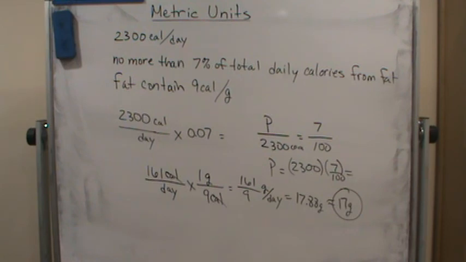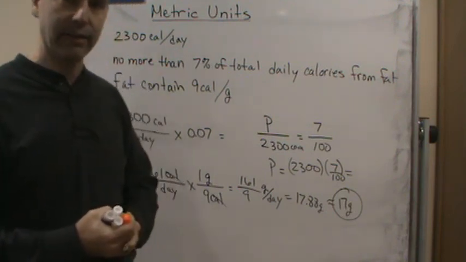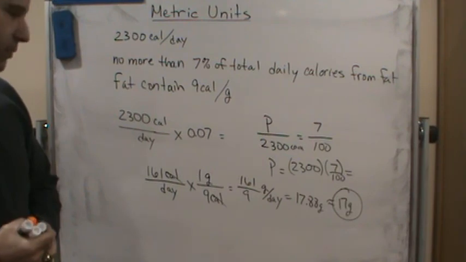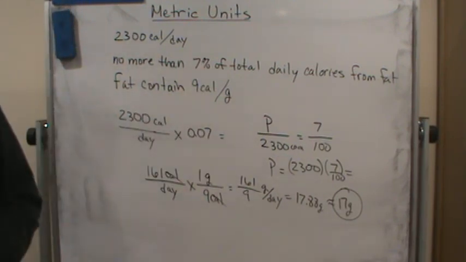Now again, there's a lot more that goes into that. What if she's exercising and she's building muscle? Well, muscle weighs a lot more than fat. So, again, there's more. Obviously this is just a simple example.